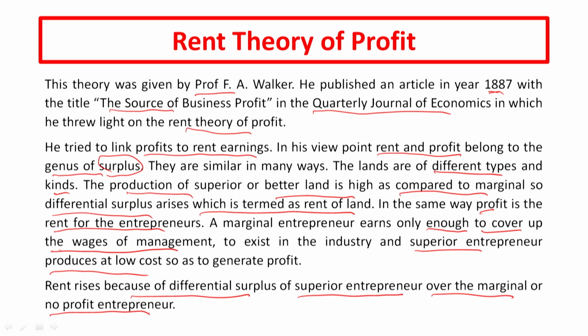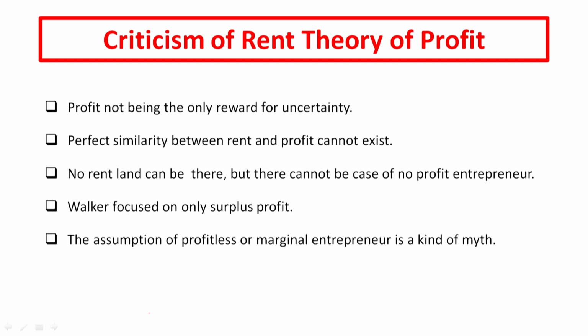The marginal one will be producing only that much that will help the firm to sustain in the market. Now, we'll be talking about the criticism of rent theory of profit. Profit not being the only reward of uncertainty. Here, he focused that profit is the only reward for uncertainty, but there are other rewards also of uncertainty.